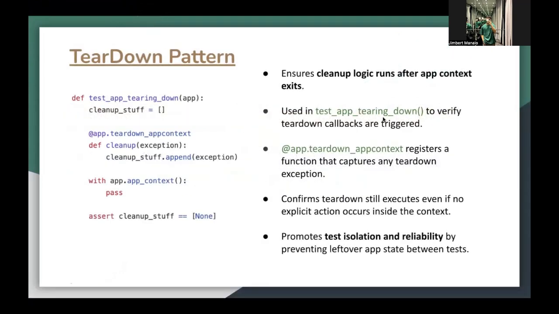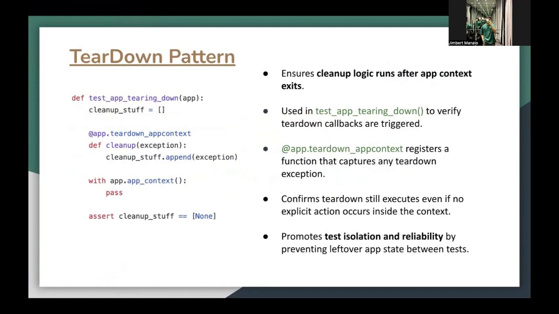Here's one of the tests from test_app_context.py, test app tearing down. This test is validating that the teardown callback registered with an app teardown app context gets properly called when the application context is popped. What's happening here?